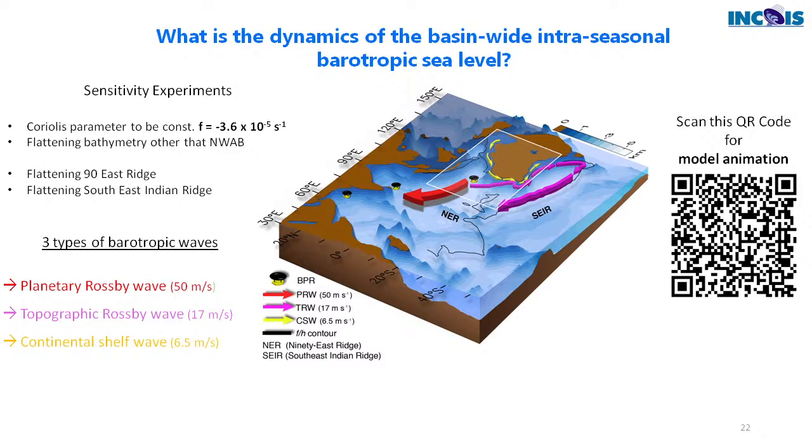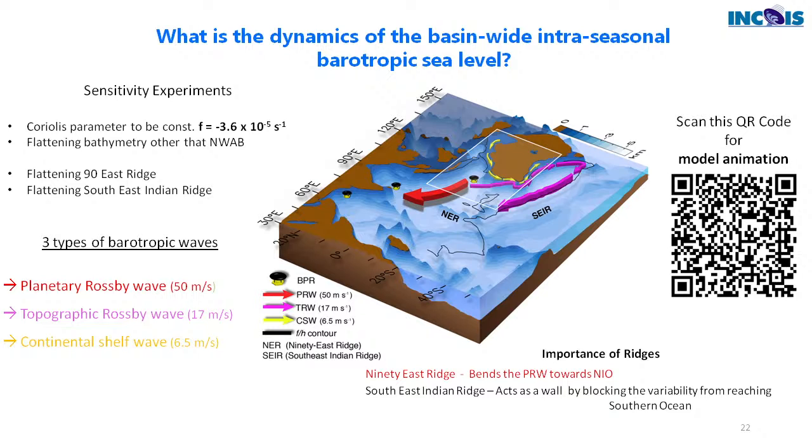So with the help of fast moving waves and the existence of ridges, that is the 90 East and Southeast Indian Ridge, the wind forcing over the Northwest Australian Basin causes the entire Indian Ocean to oscillate synchronously. If you want to see this animation, please scan this QR code. You will get a proper understanding of how this propagation looks.